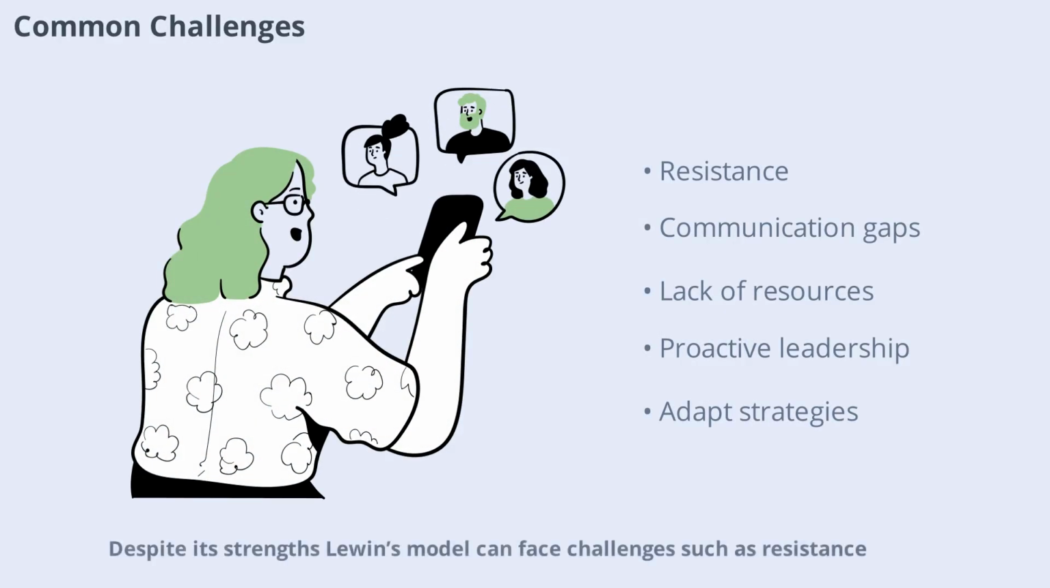Despite its strengths, Lewin's model can face challenges such as resistance, communication gaps, and lack of resources. Leaders must be proactive in addressing these issues by fostering open dialogue, providing adequate support, and maintaining flexibility. By anticipating obstacles and adapting strategies, organizations can ensure successful change. Let's wrap up with key takeaways and next steps.